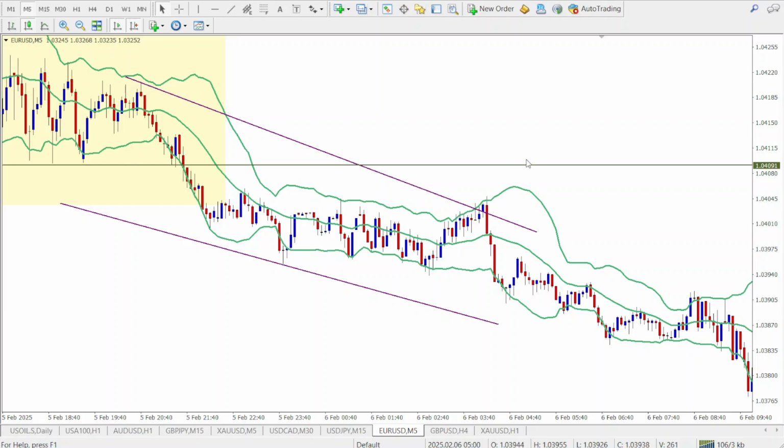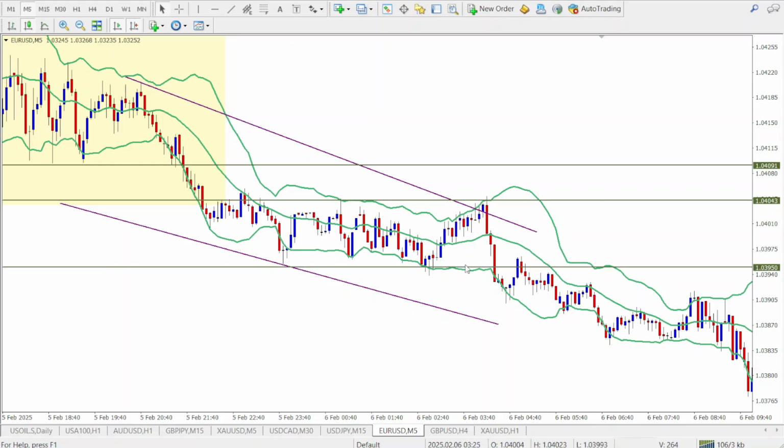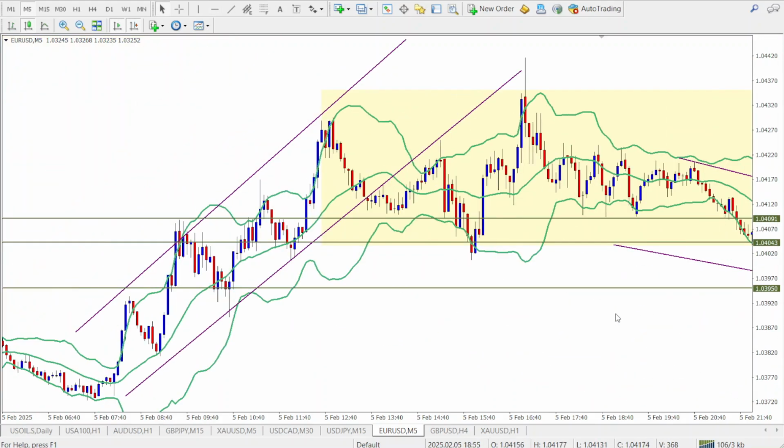You can also use other indicators. You can use any other indicator of your choice for confirmations, in addition to your trend lines and your support and resistance zones. All these help with confirmations. So make sure to take note of that. Always look for confirmation.